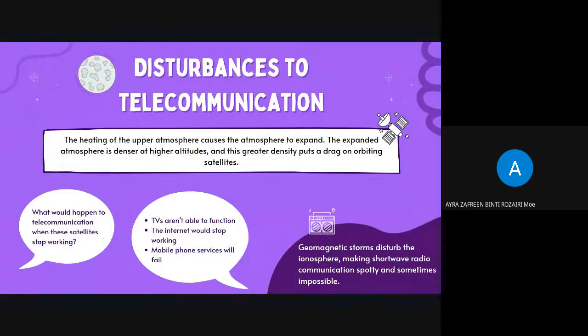Other than that, geomagnetic storms disturb the ionosphere. This makes the shortwave radio communication, which is typically used by the military, spotty and sometimes impossible.